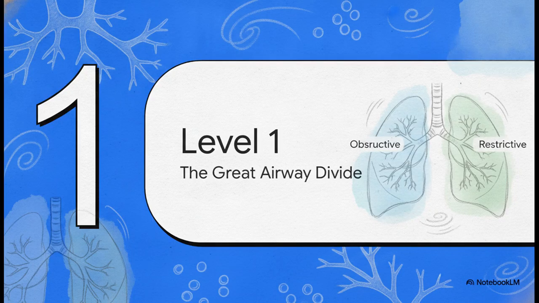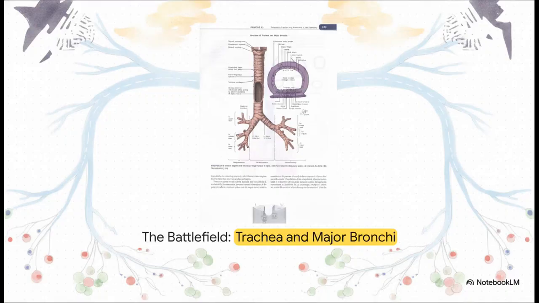Level 1, the Great Airway Divide. So this right here is our anatomical battlefield. Notice the trachea and the major bronchi branching out. This upper section forms the conducting portion of our airway. I want you to think of this as the highway. It's strictly for the passage of gases, kind of warming and filtering the air as it goes. But absolutely no gas exchange happens here. The real magic, the actual gas exchange, only begins deep down in the respiratory portion, specifically in those respiratory bronchioles and the alveoli. And when disease strikes, it attacks these specific zones in very, very different ways.